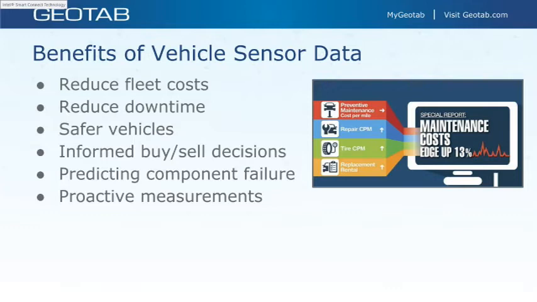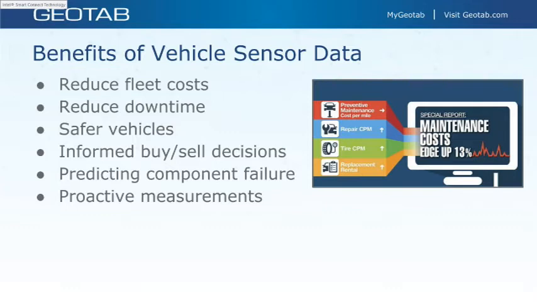And when we do that, you can reduce your costs of the fleet by reducing your maintenance costs. And of course, if you're not in the shop as much, you're going to be reducing your downtime. You're going to have a safer vehicle because it's not going to fail on the side of the road. Another really important thing here is that you can make some really great buying and selling decisions if you know more about what's going on with your vehicle from the inside out.